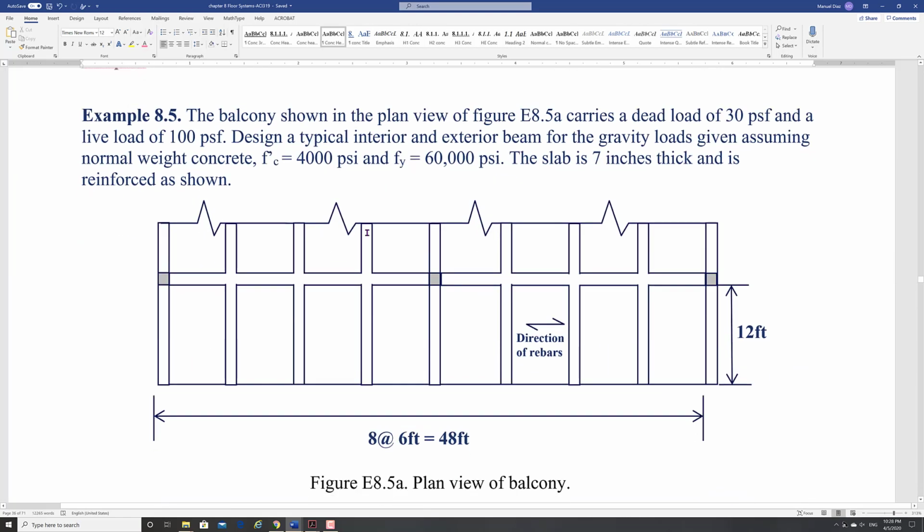Okay, here is another example. This is a plan view of a balcony. So these beams are coming out like this, right? And so your balcony is here. These are your columns, and this is a main girder here carrying all these beams, right? The direction of the bars goes in that direction, so you're going to put your bars like this for the slab. And this balcony is 12 feet out. The whole thing is 48.